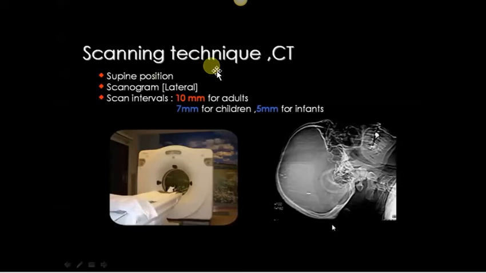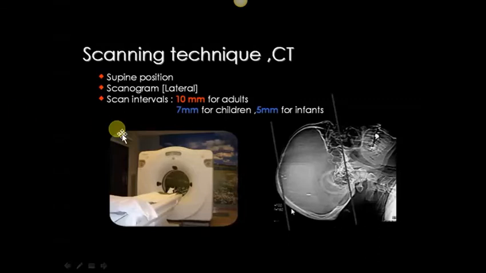Usually we keep the patient in the supine position and take the scan, and we start from the base of the skull. It is called the nasomeatal line, and parallel to the nasomeatal line there is another line that touches the vertex of the skull. In between this area we can make slices.